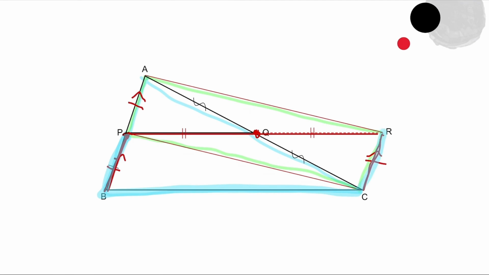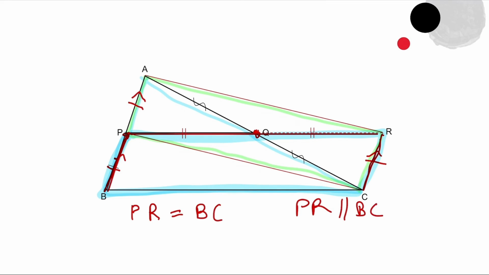PBCR is a parallelogram because the opposite sides PB and RC are both equal and parallel. We can explain that PR is equal to BC because they're opposite sides of the parallelogram, and we can claim that PR is parallel to BC for the same reason, opposite sides of the parallelogram. But PQ, by construction, is half the length of PR. We've also proved that PR and BC are equal, so we can substitute PR with BC, and we've now proved that PQ is half of BC.